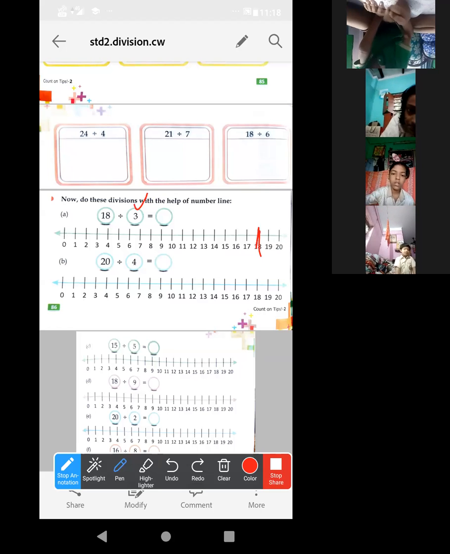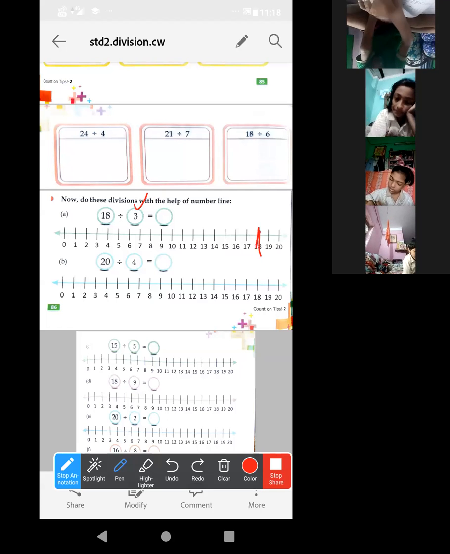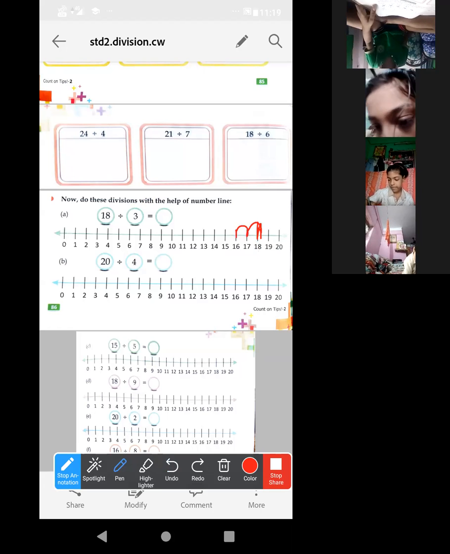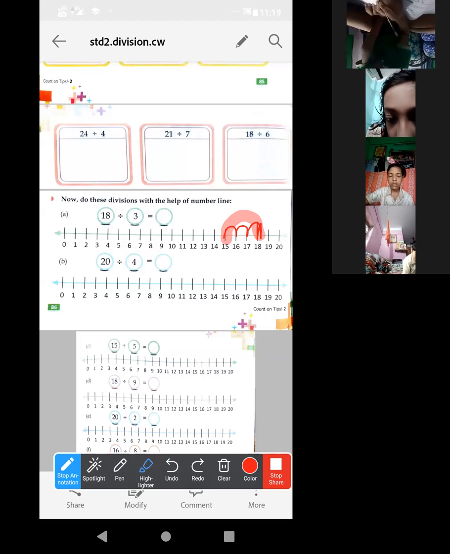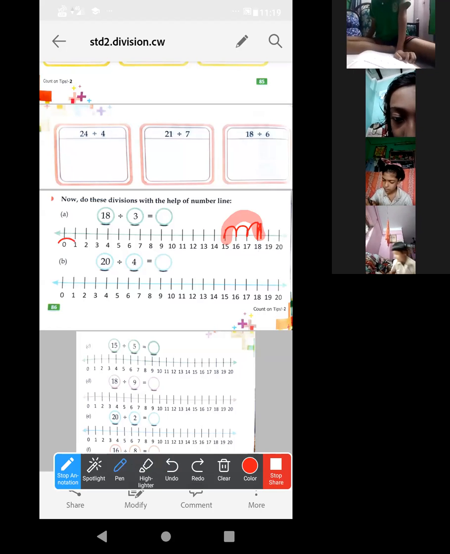Okay, now just look. From 18 we are starting to jump from this one, 18. Now 1 place, 2 place and 3 place. So we have moved 3 places. Done. This one is the first jump. Now second jump, another 3 places, and we have to continue the process until we reach 0. We have to reach 0.